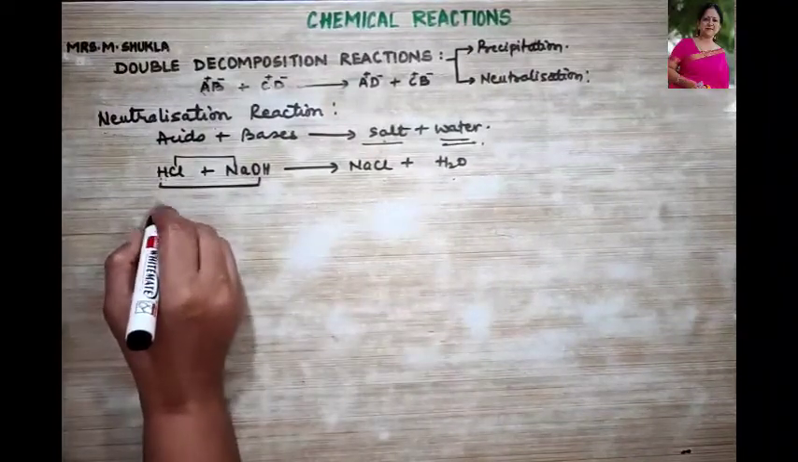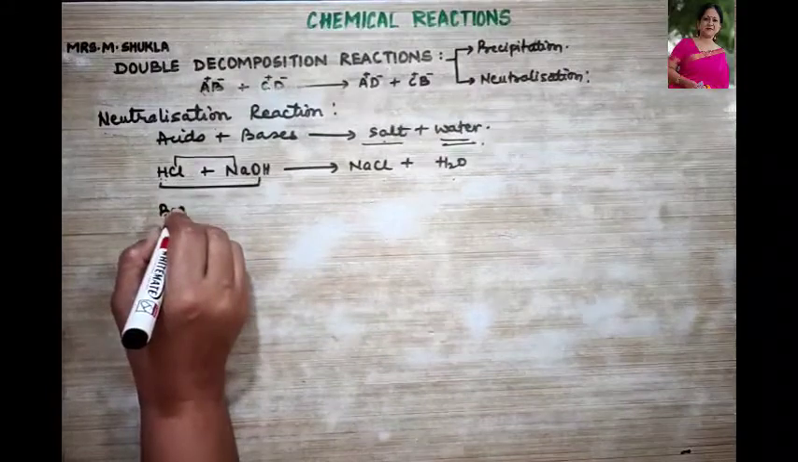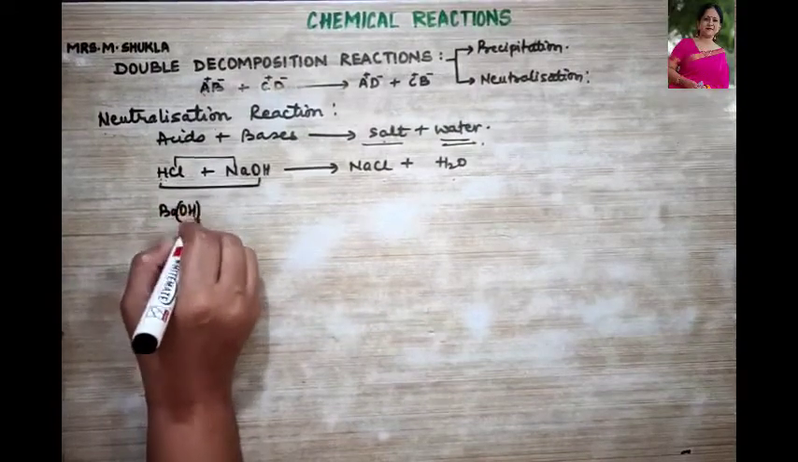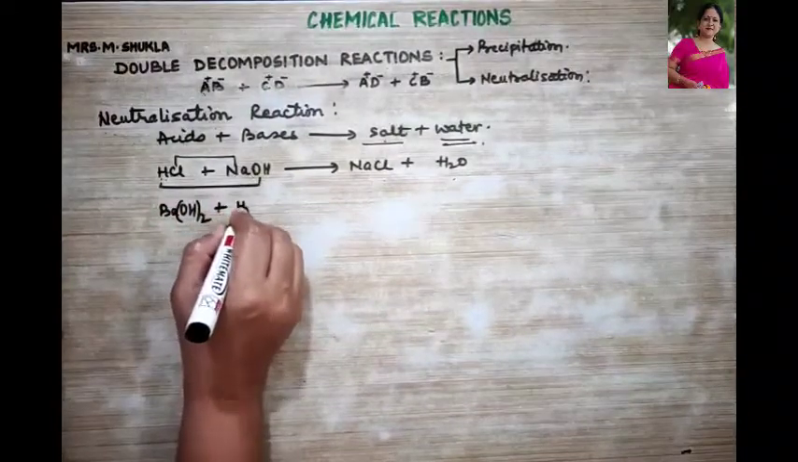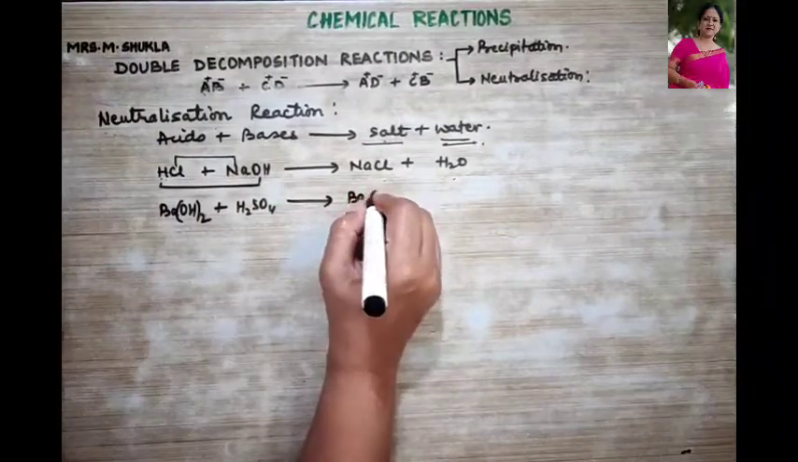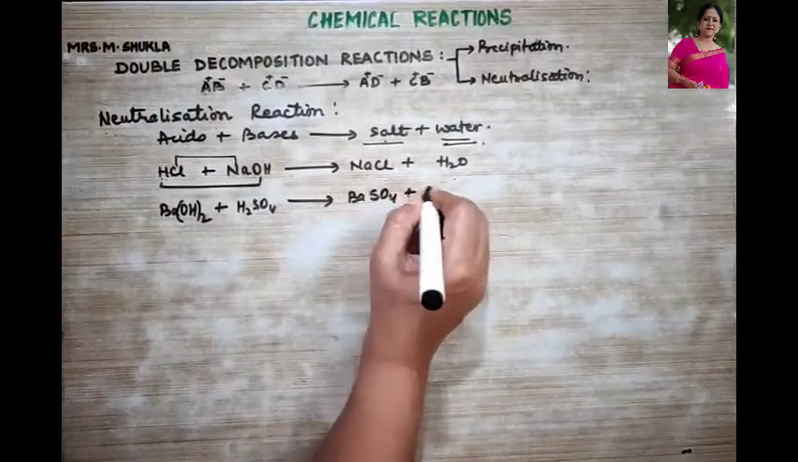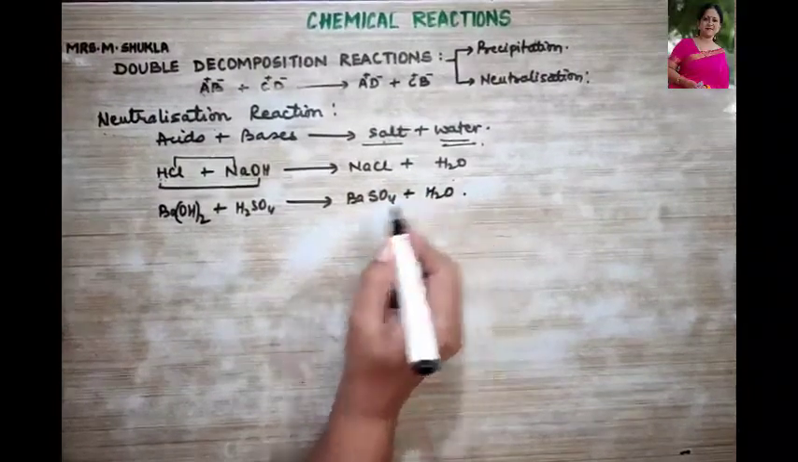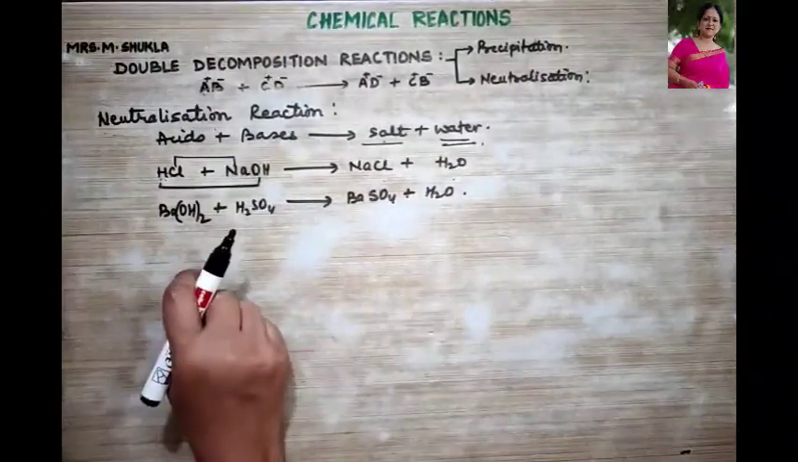Let's take some more examples, like Ba(OH)2 plus H2SO4. What is this going to form? It will form BaSO4 plus H2O. So water along with the salt is formed over here.